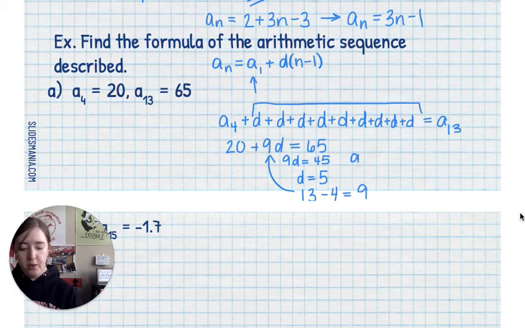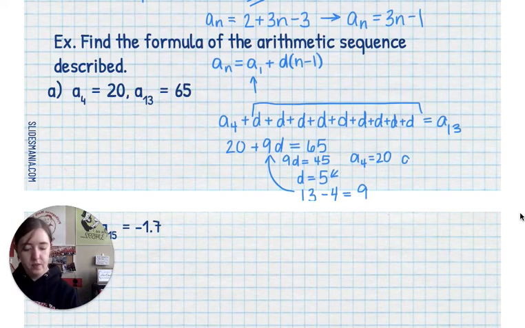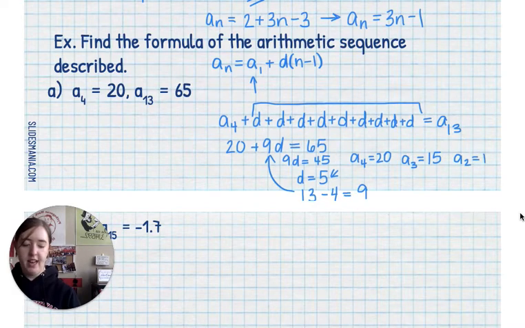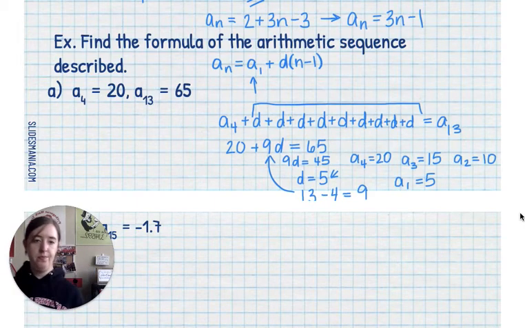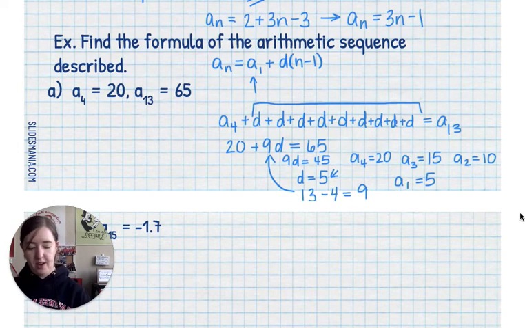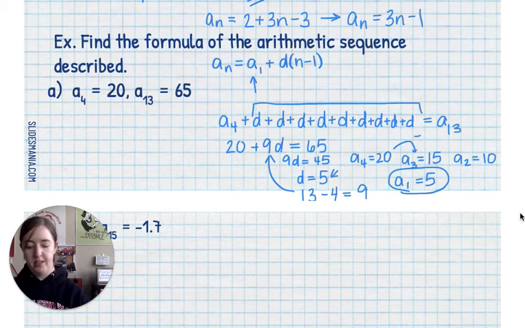So we knew our 4th term was 20, right? And now we know that our common difference is 5. So that means that the 3rd term was 15. The 2nd term then had to be 10. So that means that the 1st term is 5. So you just have to work backwards from whatever you were given to find out what that 1st term was. So since I'm going backwards, I have to subtract 5 every time.